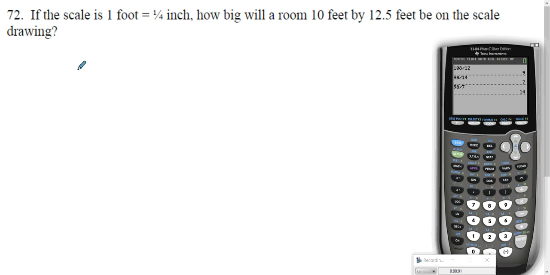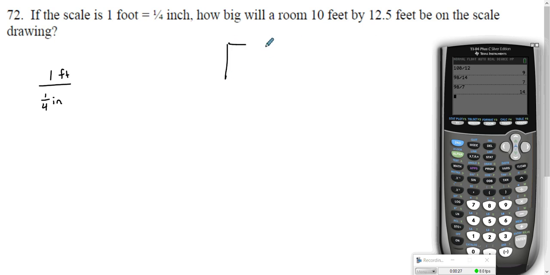Okay, so if the scale is a foot by 1/4 of an inch, so 1 foot to 1/4 of an inch. Okay, that's the scale. 1 foot equals 1/4 of an inch. 1 foot goes with 1/4 of an inch. Okay. How big will a room 10 feet by 12.5 feet be?